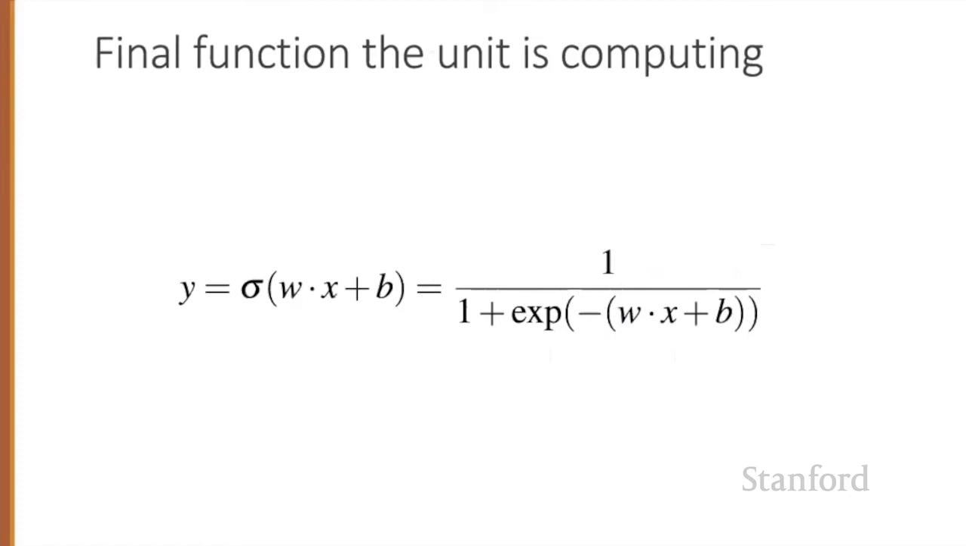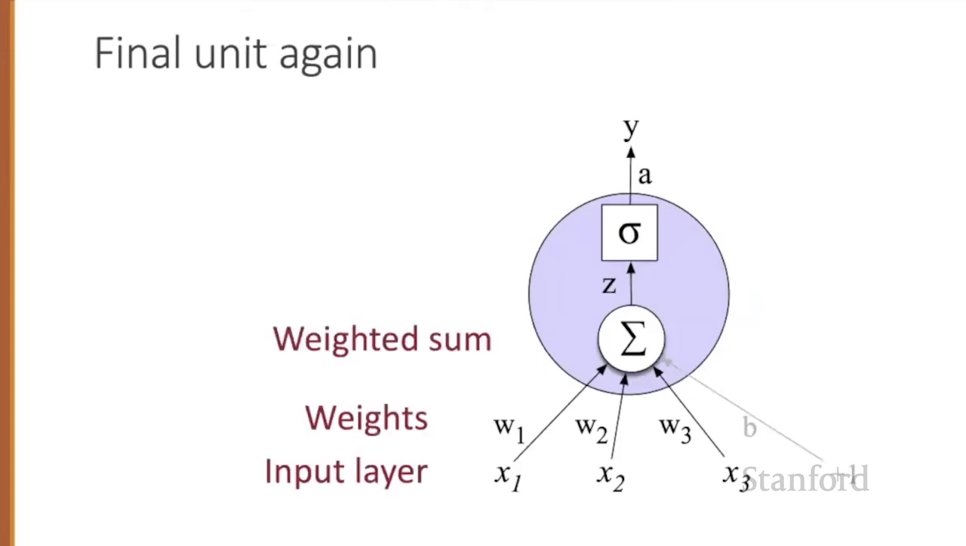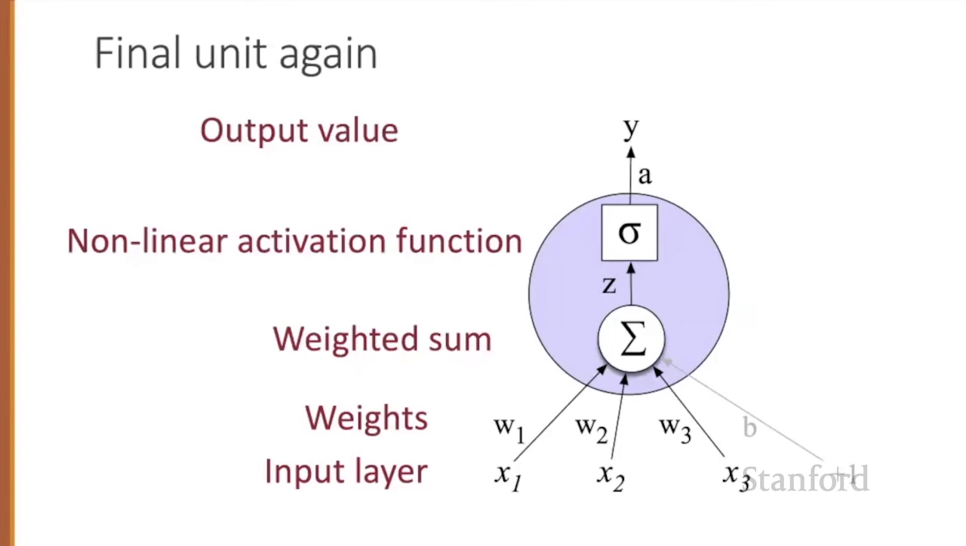So here's the function that a simple unit with a sigmoid activation function is computing from an input x, a weight vector w, and a bias term b. We're just taking the sigmoid of w dot x plus b. And here's our picture of the unit again, showing the pieces: the input, the weights, the weighted sum, the nonlinear activation, and the output value.